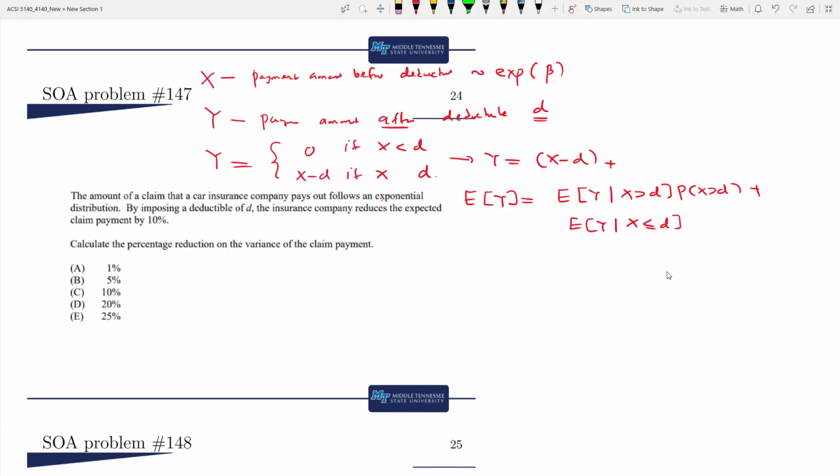times the probability X is less than or equal to d. If X is less than or equal to d, then the claim amount is going to be 0. So this expected value is going to be 0, because the Y value is 0. So what we really have is only the first part: the expected value of Y given X more than d, times the probability X more than d.